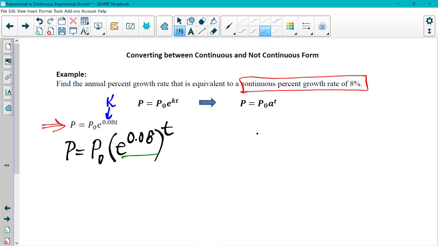We need to convert this base to some number a, which should be greater than 1 because it is growth. We need to figure out what that rate is. Remember, a is 1 plus r. So if we're looking for the growth rate, we're looking for r. If we can come up with a, then we can get r from that. All we have to do is put this in our calculator. What is the calculator equivalent of that?